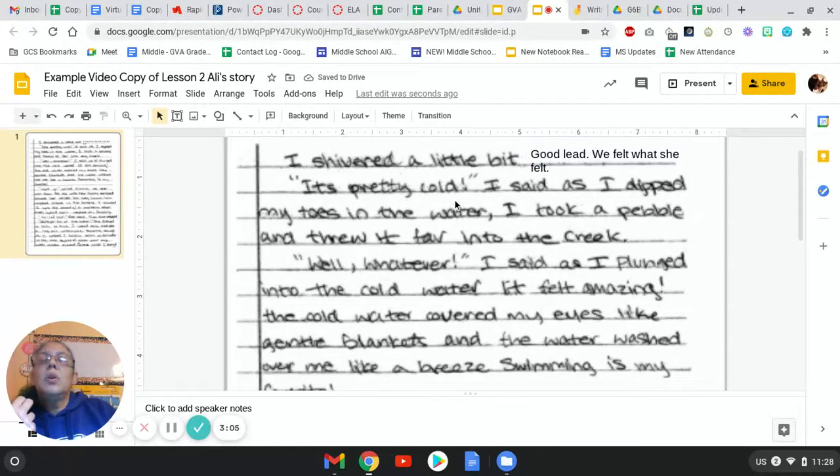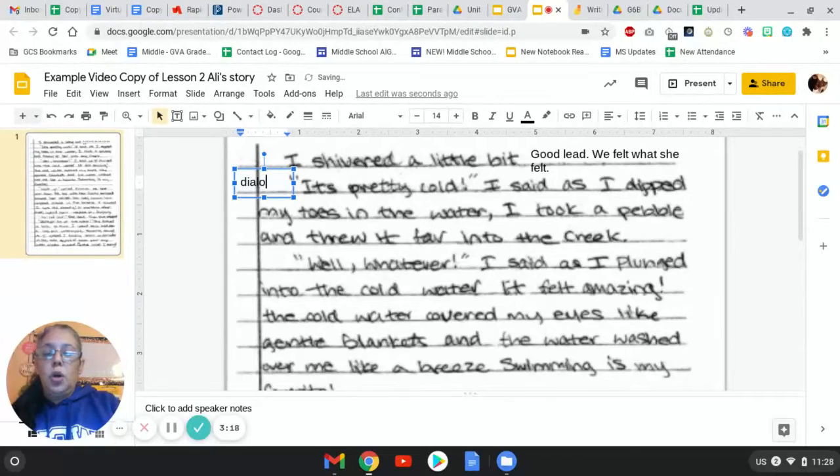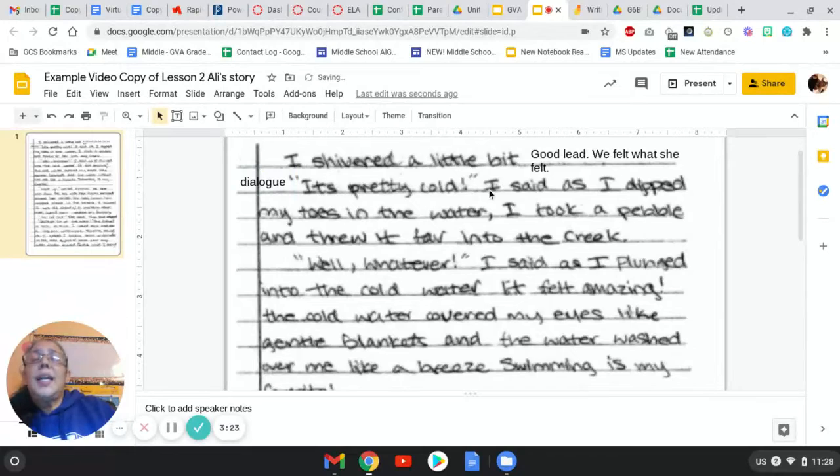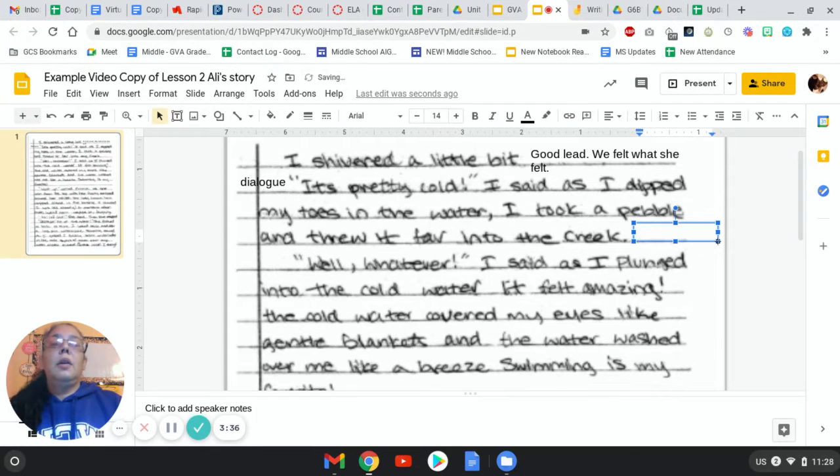It's pretty cold. Well, what is she doing here? She's actually telling you the words that she's saying. Okay, so this is called dialogue, when they use quotation marks around actual words that they use. So we see dialogue. And she said it, I said, as I dipped my toes in the water. I took a pebble and threw it into the creek. I think right here she's being very detailed, right? She's telling us exactly what she's doing. She didn't just say, I went down to the creek.